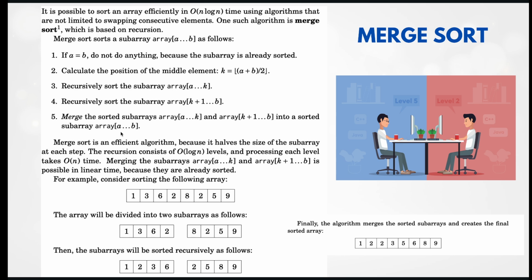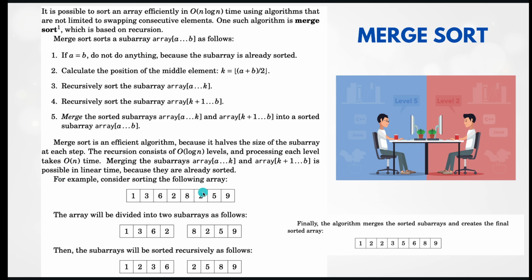Here they say that because merge sort halves the size of the subarray at each step, the recursion consists of O(log n) levels, and processing each level takes O(n) time. And of course, you can see that merging the subarrays is possible in linear time because they are already sorted. So this will give us the merge sort algorithm with O(n log n) time.